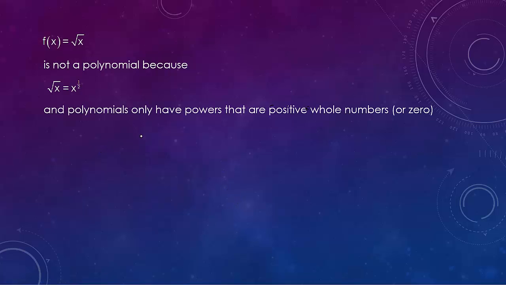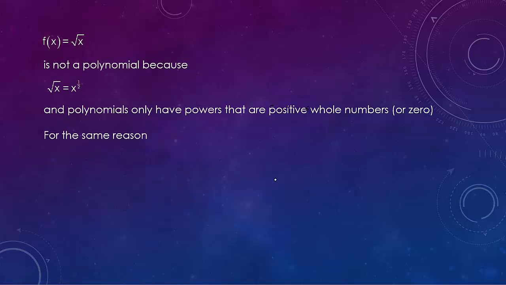If we consider f of x is the square root of x, that's not a polynomial because the square root of x is x to the power 1/2. And polynomials only have powers that are positive whole numbers or 0. So all of the natural numbers and 0 are the powers on a polynomial.